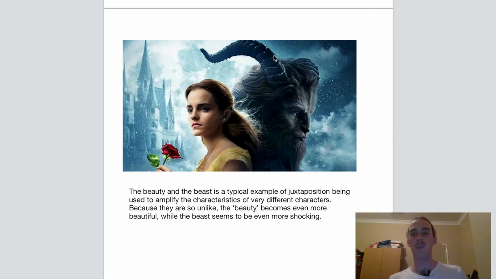So hopefully that's helped you. Remember, don't just mention juxtaposition, actually explain how it's used. And usually it'll be in some way serving to amplify characteristics. It'll be showing certain features. For instance, here we see that the woman is really pretty, the beast is quite ugly and confronting, because they're next to each other. They're very different. So it revolves around a sense of difference.